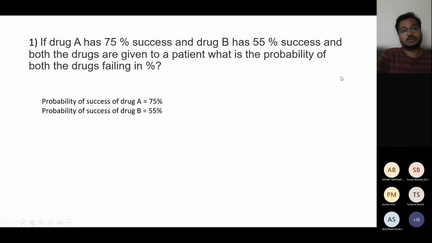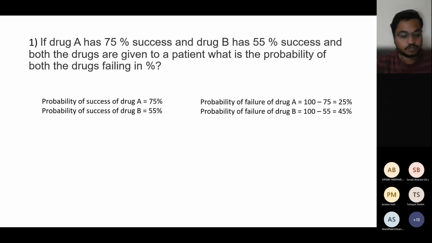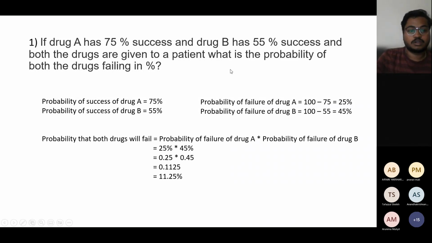What is given is the probability of success of drug A, that is 75%, and the probability of success of drug B, that is 55%. Now, since we are talking about drugs failing, we need to calculate the probability of failure. The probability of failure of the drugs is basically 100% minus the probability of success. So for drug A, that will be 100% minus 75%, which is 25%. And for drug B, that will be 100% minus 55%, which is 45%.